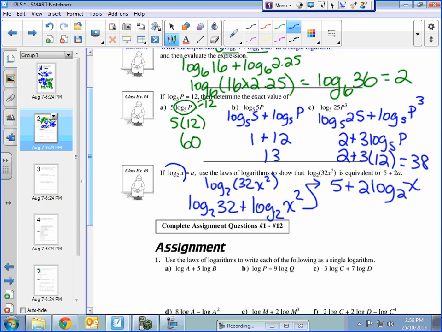But look in your question. Log of x base 2 is equal to a. So this right here is equal to a. So I can rewrite this as 5 plus 2a.